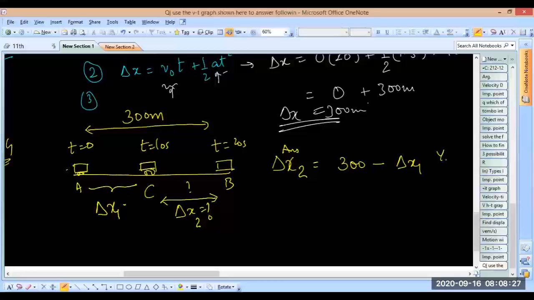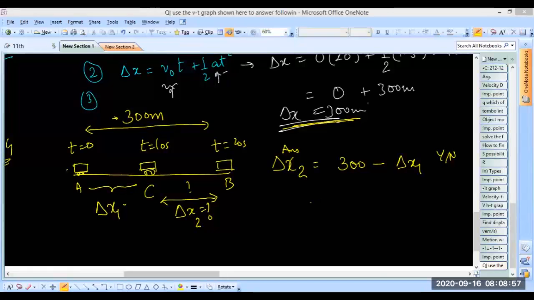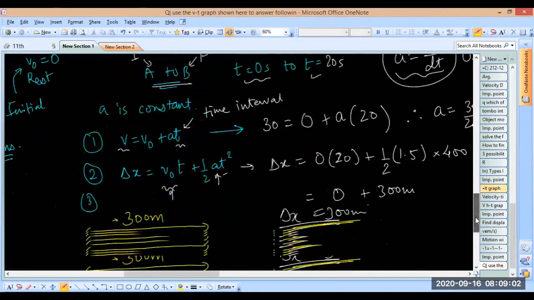Is this clear, everyone? I'm waiting for your response. Have you understood what I said? I'm saying that we have already found the total in the previous question, 300 meter, it's right here. So based on that, if I want to find delta x2, I can just subtract delta x1. If we do it this way, then we can easily get it. So let's find out delta x1 first.